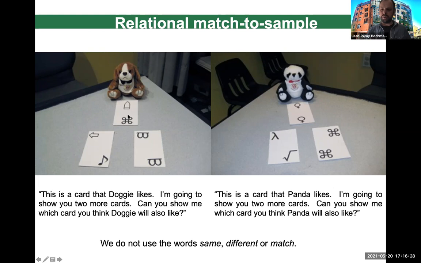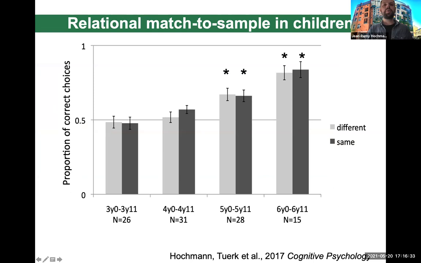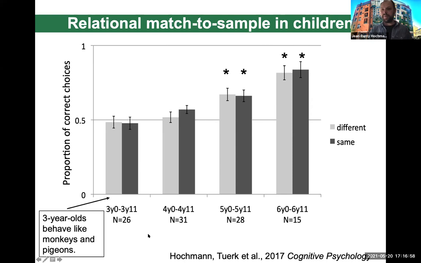So to solve the task, the children have to use the relation between the symbols on the cards. Here we tested children from 3 to 6 years of age, and you can see that we replicate the pattern that was quoted by Premack. That is, 6-year-olds succeed reliably, 5-year-olds succeed also as a group, but 3 and 4-year-olds here were at chance. And they were at chance on both matching same to same and matching different to different. From the animal literature, what we know is that this is also what animals do, particularly monkeys and pigeons. So 3-year-olds and 4-year-olds here appear to behave just like the monkeys and pigeons that fail the relational match to sample.